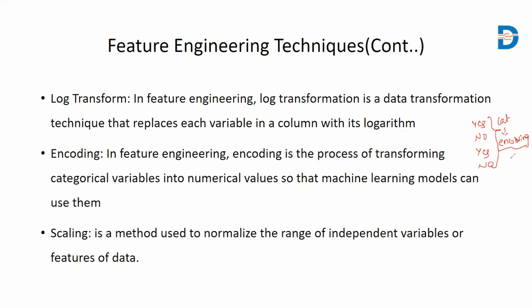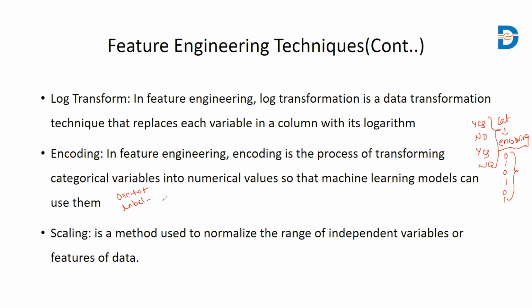After the encoding, there may be 0, 1, 0, 1, 0, 1, which the machine understands easily. So any machine learning algorithm we can build on this encoded data. We have some techniques in encoding, like one hot encoding and label encoding. We have many encoding techniques available in feature engineering.